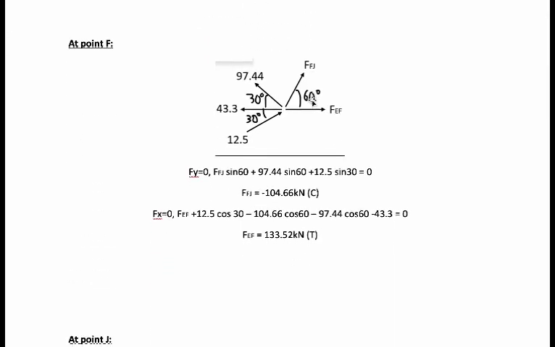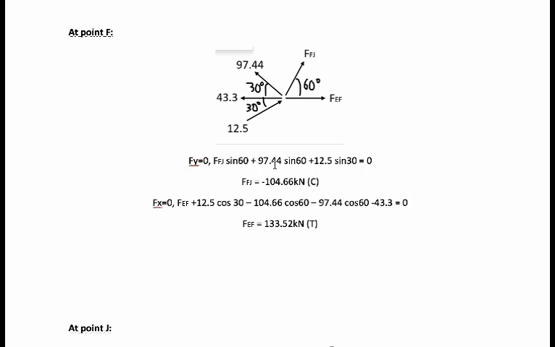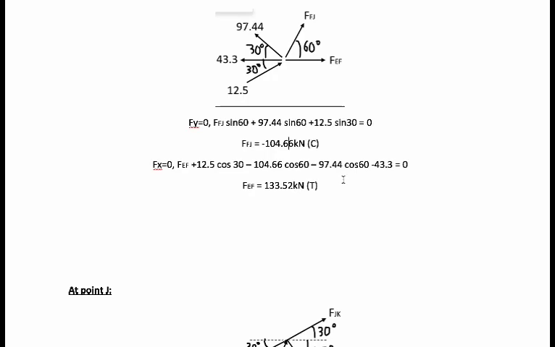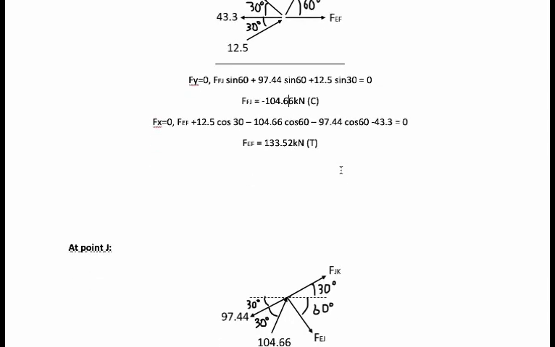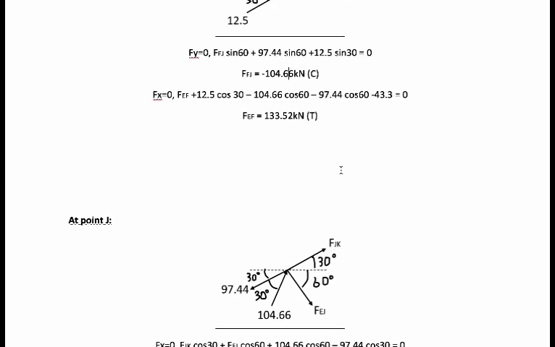So the same with point F, we draw the free body diagram, and we continue getting the equation of equilibrium, and we get the value, and as we can see it is compressive for FJ, and for the force in EF it is tensile.